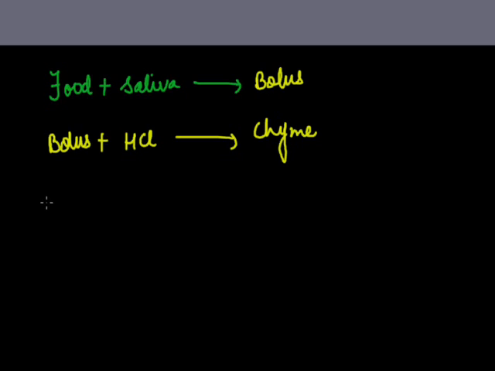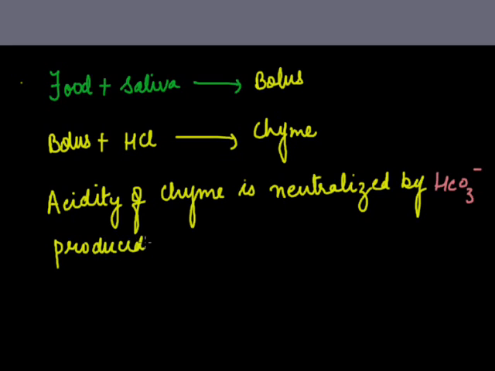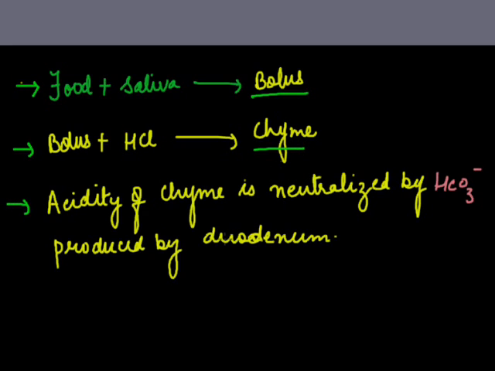The chyme enters into the duodenum. The acidity of the chyme is neutralized by bicarbonate ions produced by the duodenum. So food plus saliva is bolus, bolus plus HCl is chyme, and the acidity of the chyme is neutralized by bicarbonate ions produced by the duodenum.